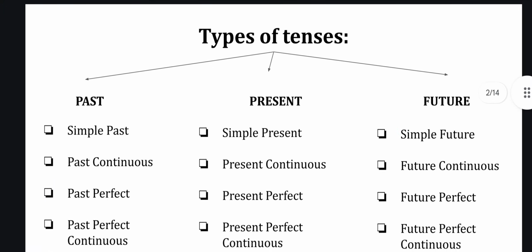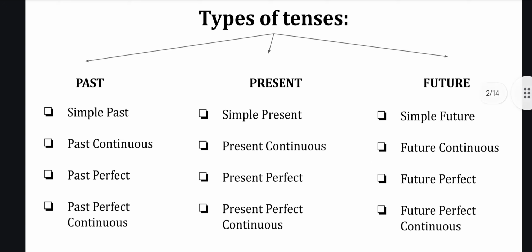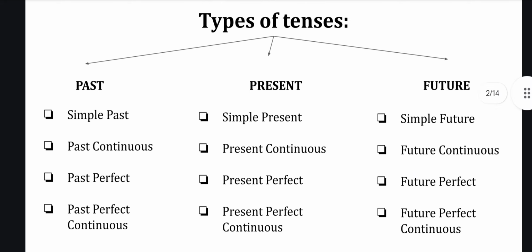We have already done this in the previous class. Different types of tenses. There are mainly 12 types of tenses. Four for each timeline, like for past: simple past, past continuous, past perfect, and past perfect continuous. Similarly, in present and future, we have the same four types of tenses, or you can say subtypes of tenses.